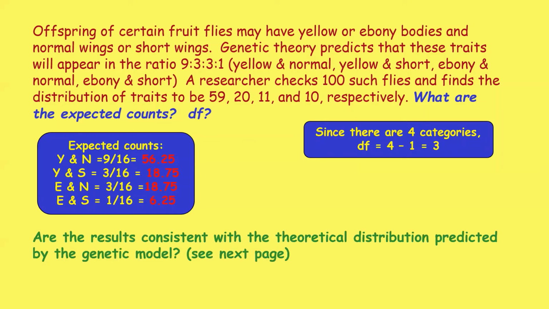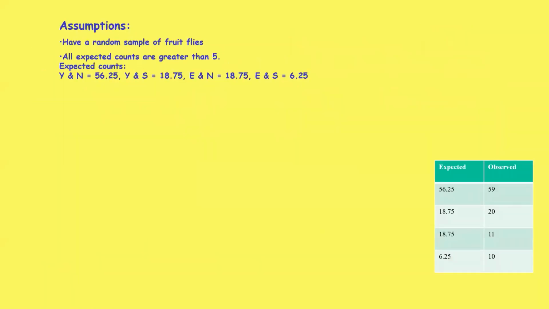Okay, so are the results consistent with the theoretical distribution predicted by the genetic model? Well, that sentence is our clue to perform a full-on chi-square test. So we start with our assumptions. We have a random sample of fruit flies. Yes, it says the word random. All expected counts are greater than 5. We just created our expected column. And yes, they're all at least 5.